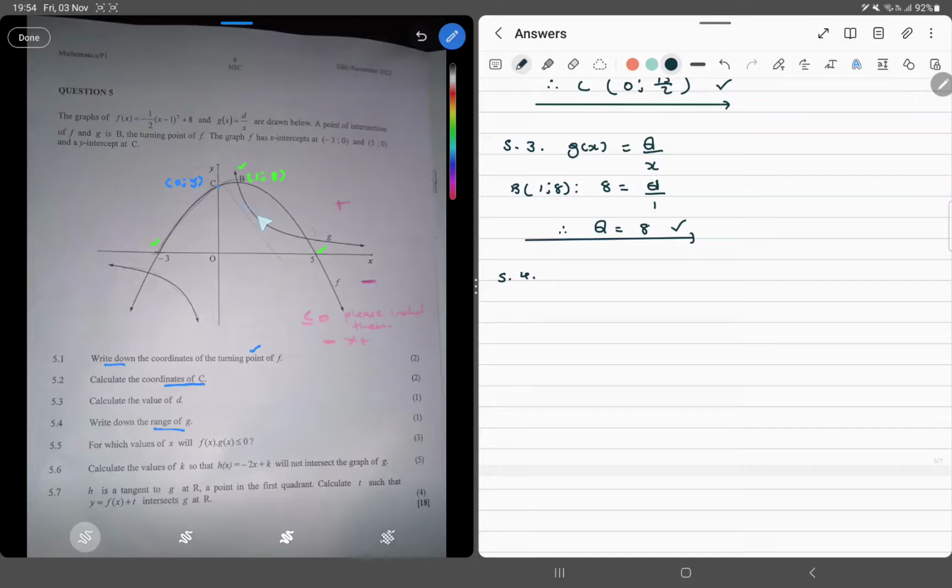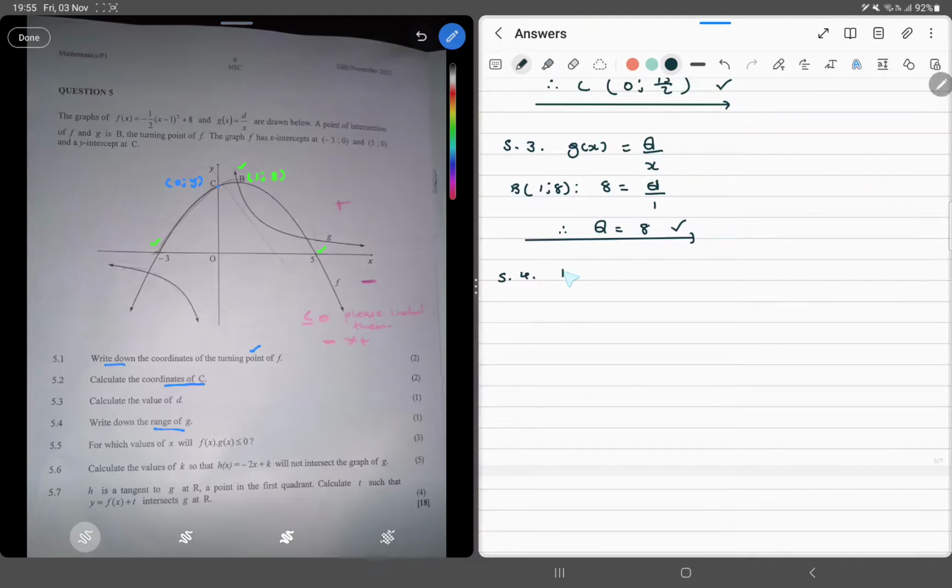Now g is the hyperbolic function. As you can see, this hyperbolic function will go to negative infinity on the y-axis, and it will go to positive infinity also on the y-axis. But we don't see this graph intersecting the line y is equal to 0. So meaning the asymptote is on the x-axis, or the line y is equal to 0.